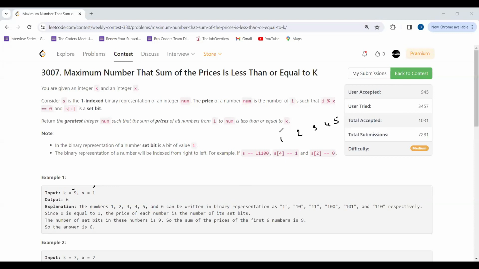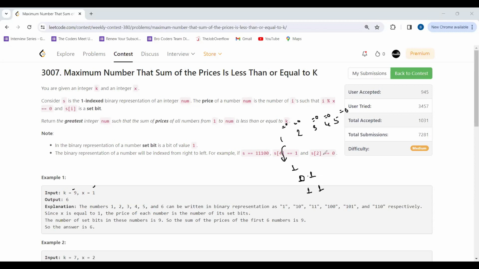So all the indices when taken modulo 1 will become 0 only. 1 modulo 1 is 0, 2 modulo 1 is 0, 3 modulo 1 is 0, 4 modulo 1 is 0, 5 modulo 1 is again 0. So all the indices will be counted. So now let's come to our numbers. First of all, we'll have 1, then we'll have 2, then we'll have 3.